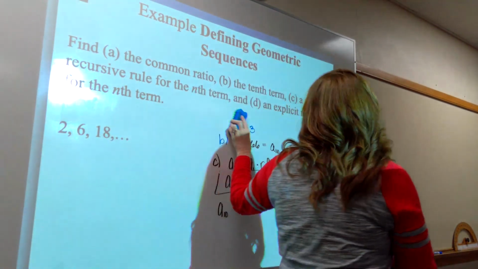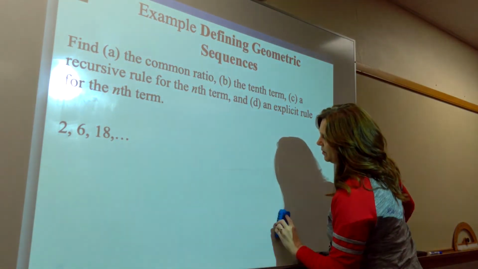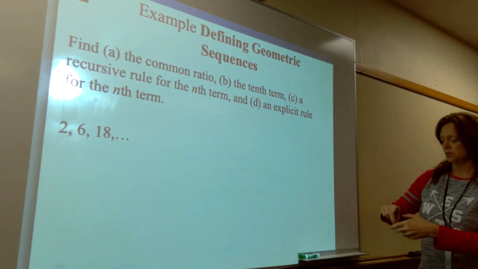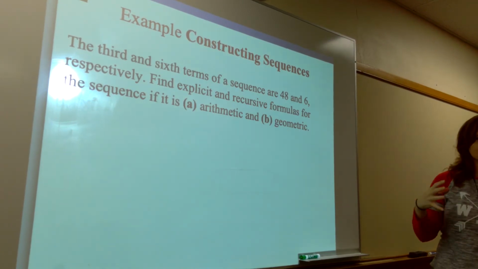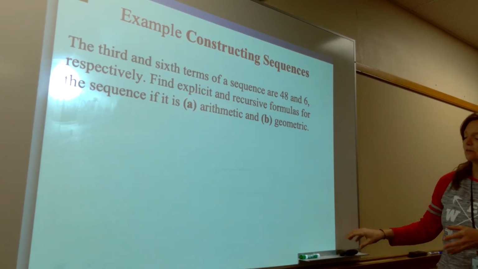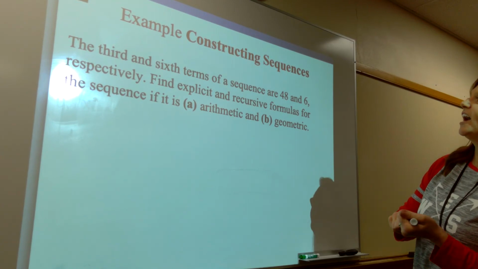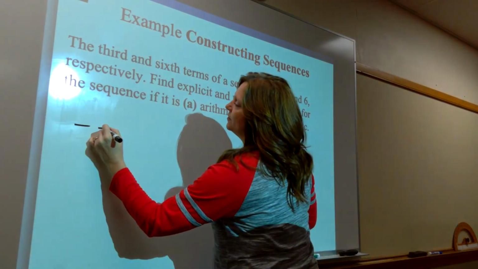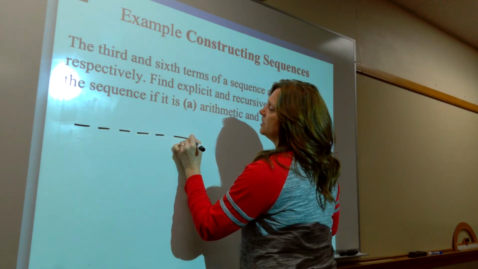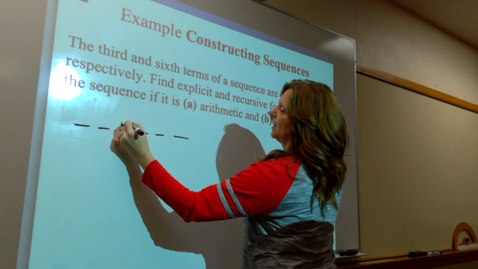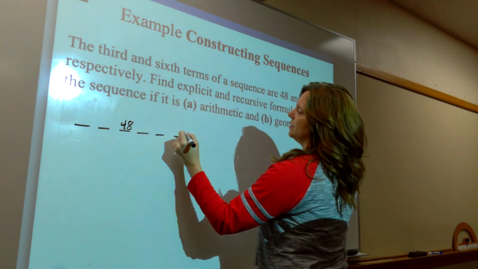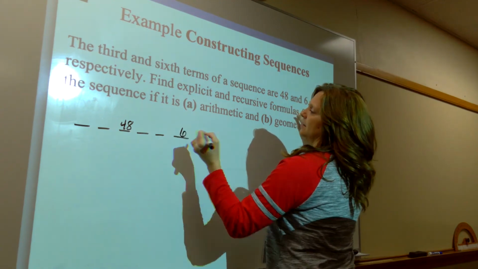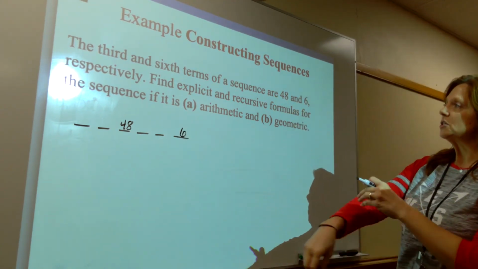This last example that we're going to talk about is, what if they don't give you the specific information? So it says find the 3rd and the 6th terms of the sequence. The 3rd term is 48, and the 6th term is 6.